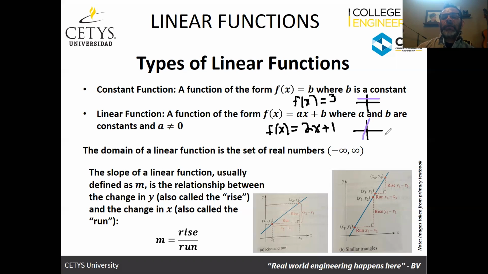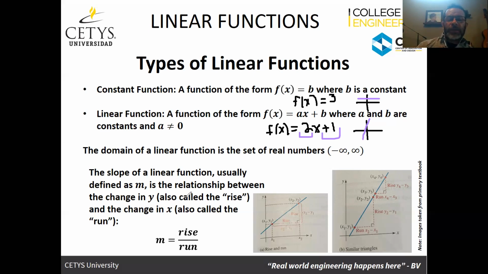It would be a line. If you notice here and try to link the things that we've been talking about, the plus 1 means that this function is a y equals x function that's been moved up, so it's a shift up. Okay, and the 2 means it's a stretch of the function. Okay, the domain of a linear function is always going to be from minus infinity to infinity.